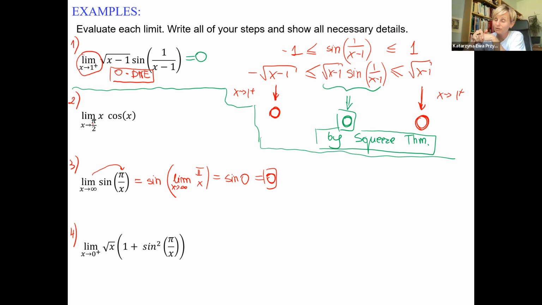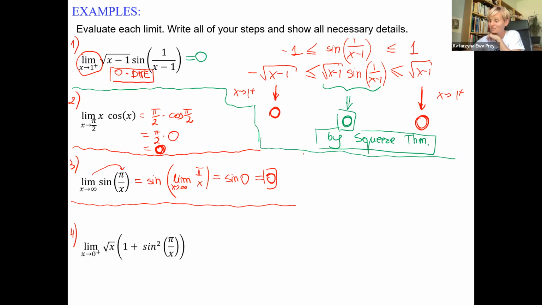X is approaching pi over 2, and we have x times cosine of x. Let's do the direct substitution. Pi over 2 and cosine of pi over 2. Pi over 2, cosine at 90 is 0. 0 times a finite number, that's 0. We have no issue here. This limit is 0, we just did.